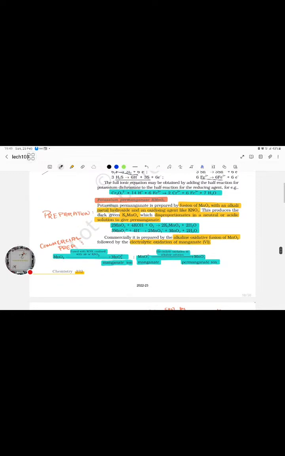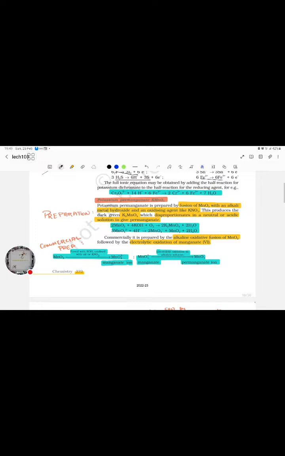Let's see how it is prepared. Potassium permanganate is prepared by fusion of MnO2 with an alkali metal hydroxide. So I'm seeing the preparation: fusion of manganese oxide with a metal hydroxide such as KOH and an oxidizing agent such as KNO3. This produces dark green K2MnO4, which disproportionates in a neutral or acidic solution to give permanganate.